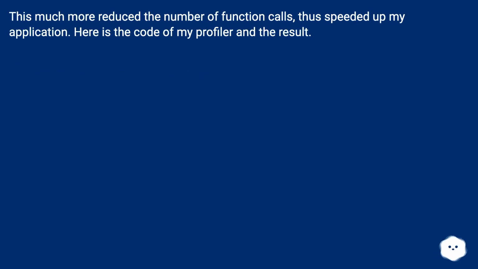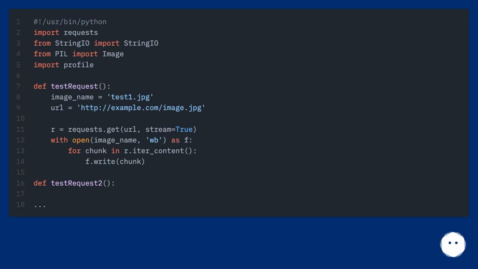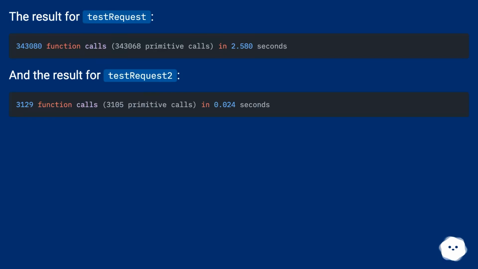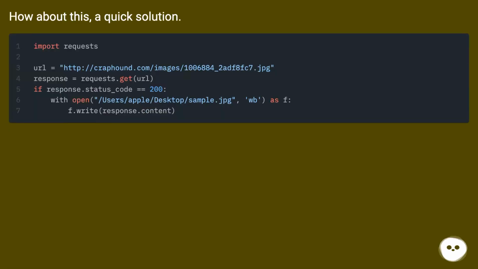Here is the code of my profiler and the result. The result for test request. And the result for test request 2. How about this? A quick solution.